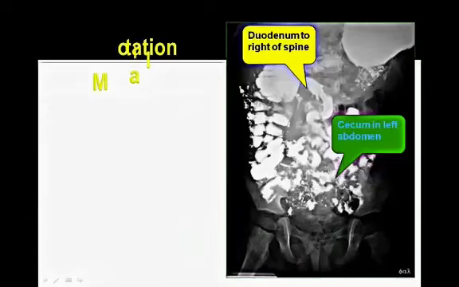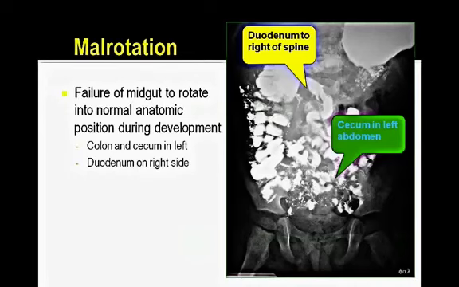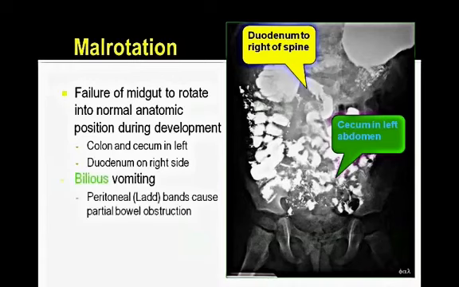Let's talk about malrotation. This is a very high-yield topic for pediatric cardiology. It mainly results from a failure of the midgut to rotate in normal anatomic position during development. What happens is that the colon and the cecum are typically on the left, as you can see on this image study, and you have the duodenum to the right of the spine. So this combination is very important, in addition to having bilious vomiting.